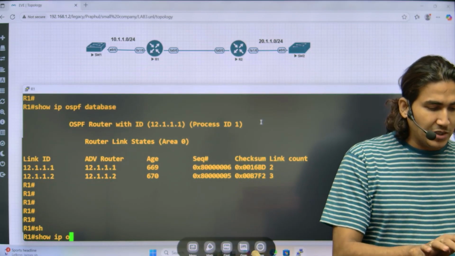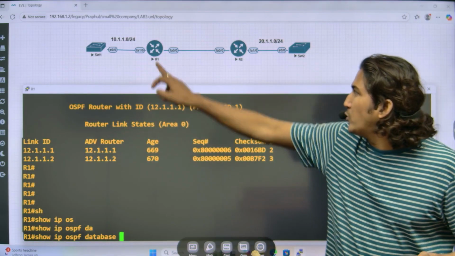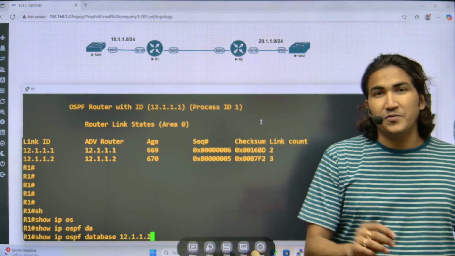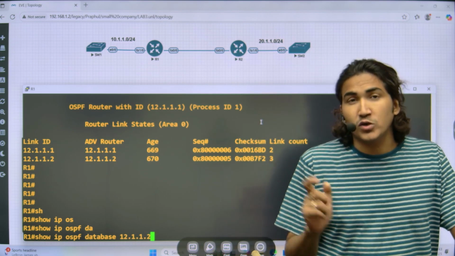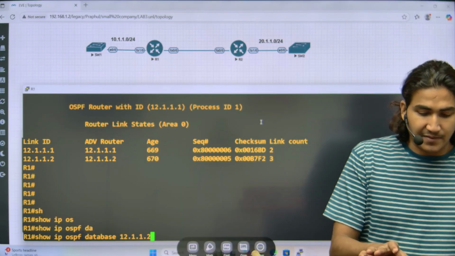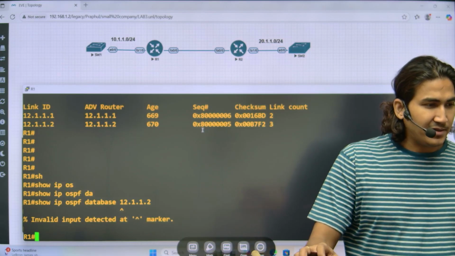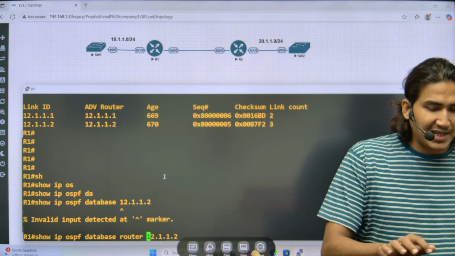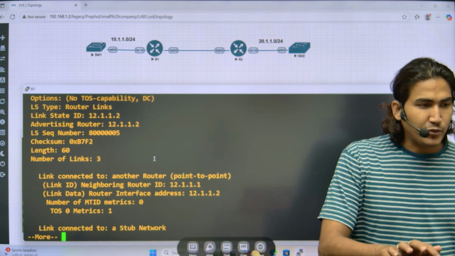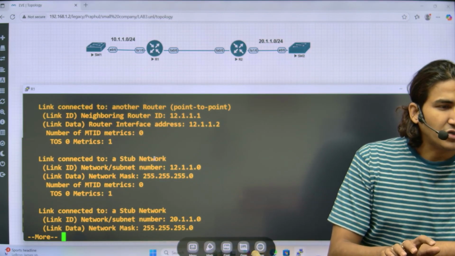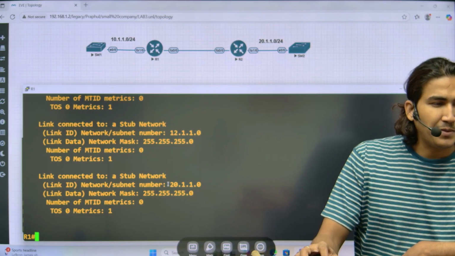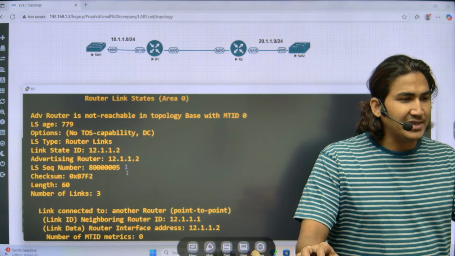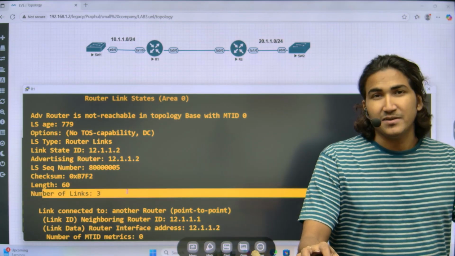So show IP OSPF database, and on router number 1 I am going to open the database LSA1 of router 2, 12.1.1.2. We always open the database with the link ID, not the advertising router ID. So show IP OSPF database, router LSA of 12.1.1.2. And you can see in the router LSA of router 2, the 20 subnet is there, guys, no problem at all. 20.1.1.0/24 is there. How many links are there? You can see the number of links is 3, right?